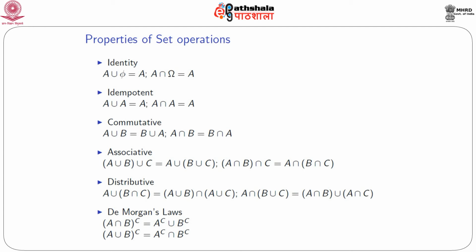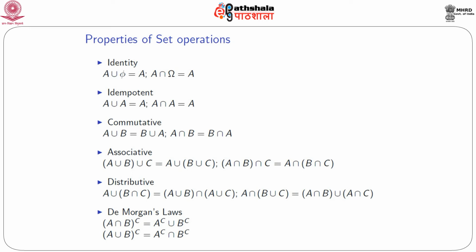Then we have the condition of idempotent. That means if you take the union of the same set with itself, you will get the same set, whereas if you take the intersection of the same sets, you will also get the same set. We call this idempotent. Then we can show that the set operations are commutative. That means for two sets A and B, A union B is the same as B union A, or A intersection B is the same as B intersection A. So, this is the property we call commutative.